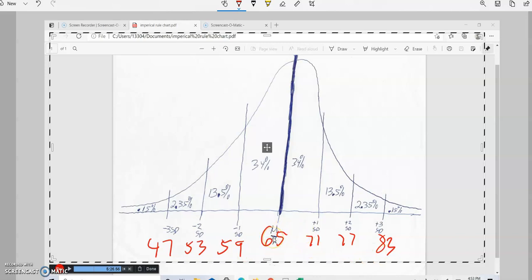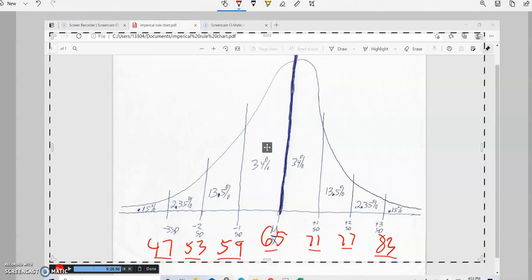So if the mean is 65 and the standard deviation is 6, you start with the mean, start here at 65, add 6, one standard deviation higher is 71, add another 6, two standard deviations higher is 77, add another 6, three standard deviations higher is 83. Go the other way, subtract 6, you get 59 for one lower, subtract another 6 for 53, that's two lower, and you subtract another 6, you get 47, three lower.